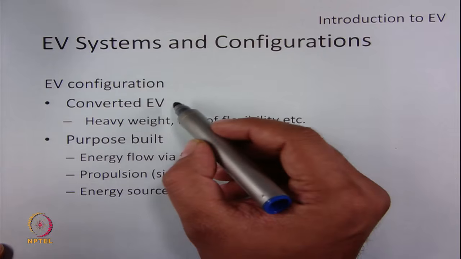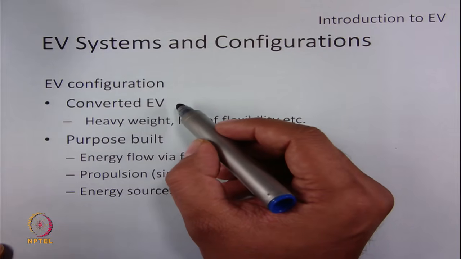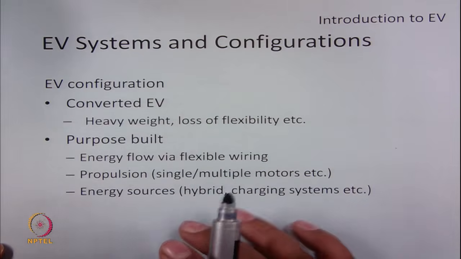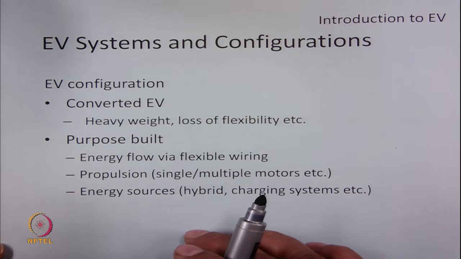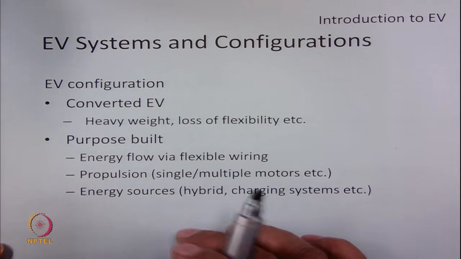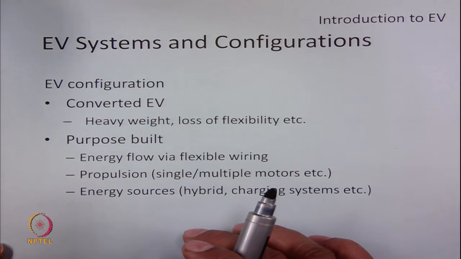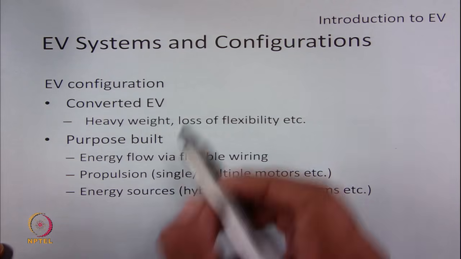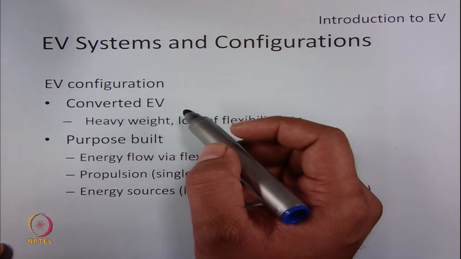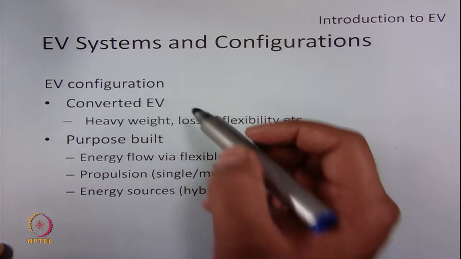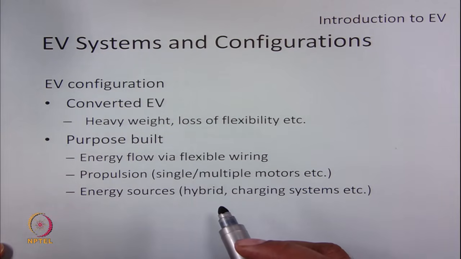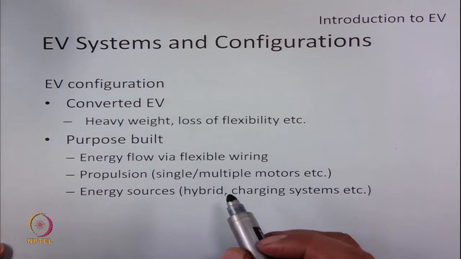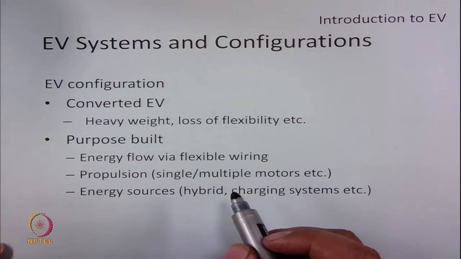So, what are the different types of EVs which are designed today? The first type of EV configuration is the converted EV. A converted EV is an EV which was designed by converting an existing vehicle, probably a diesel engine vehicle or a petrol engine vehicle. What is done is that in place of the IC engine, a similarly rated electrical motor is fitted and the rest of the components are kept the same without any change.